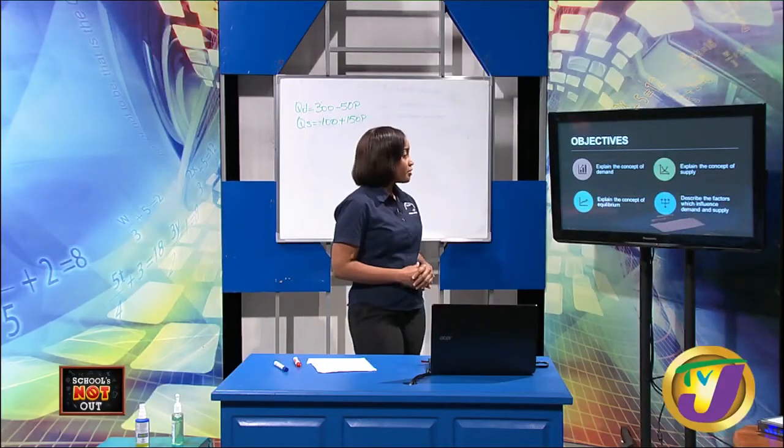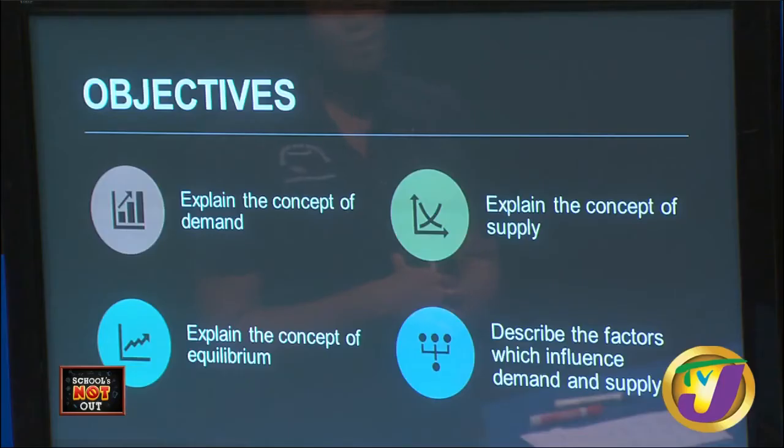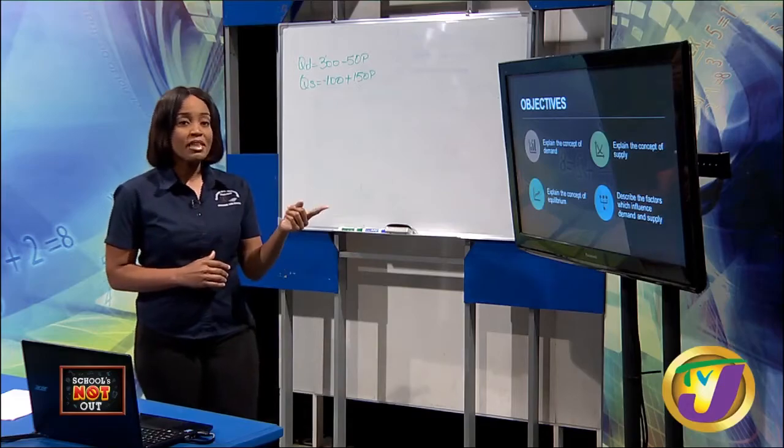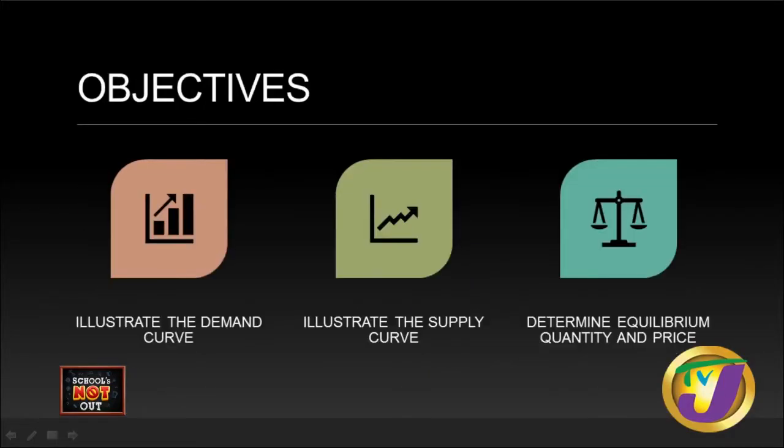The objectives for today's lesson include to explain the concept of demand, explain the concept of supply, explain the concept of equilibrium. We will also look at describing the factors which influence supply and demand. In addition, we will also take a look at the demand curve, the supply curve, and also determining the equilibrium price and quantity.